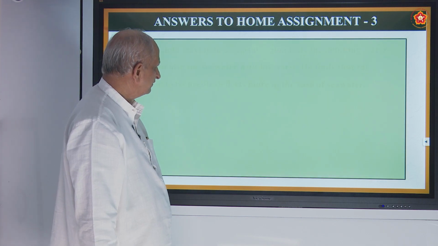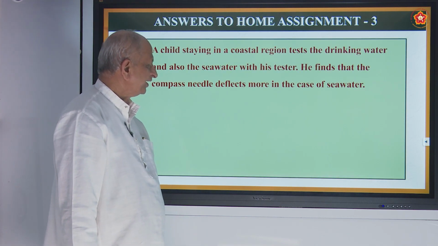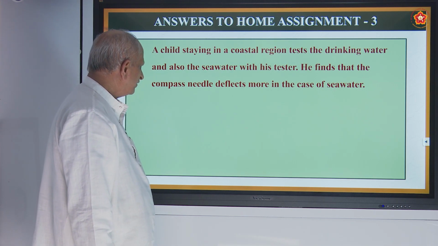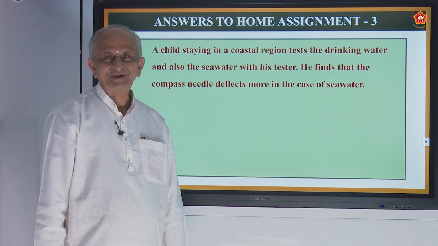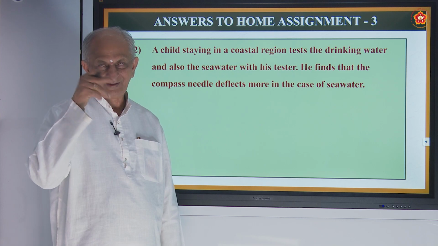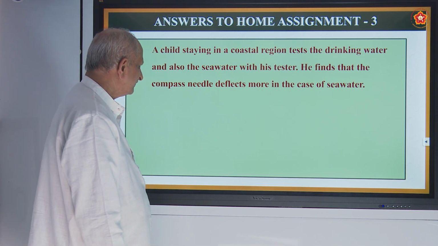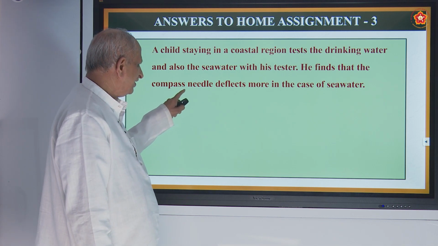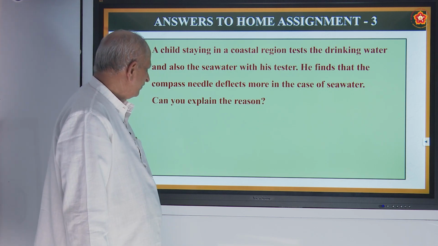So next question. A child staying in a coastal region tests drinking water and also the sea water with this tester. How will the sea water be? Anybody know? Of course, the coastal area boys or girls may know it. It is salty. He finds that a compass needle deflects more in the case of sea water. What is the reason?